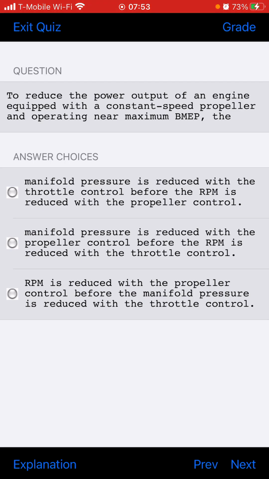What is the purpose of valve overlap? Well, valve overlap permits better volumetric efficiency and lowers the cylinder operating temperatures. I believe the valve overlap permits better volumetric efficiency and lowers the cylinder operating temperature.